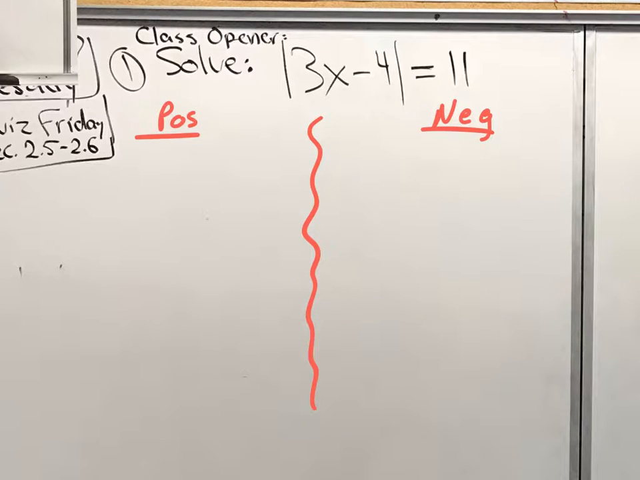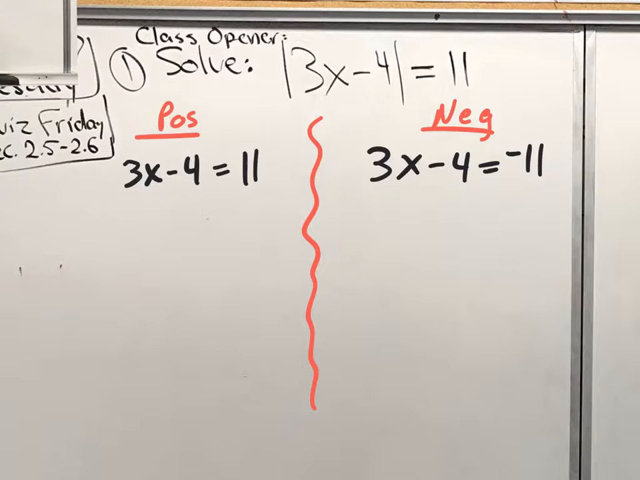So we just read it. How do we do the positive situation? Everything without the sticks, right? So 3x minus 4 equals 11. And how about the negative situation? How do we do that? Same thing, just put a negative in front of that 11.